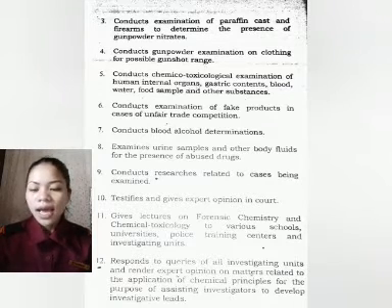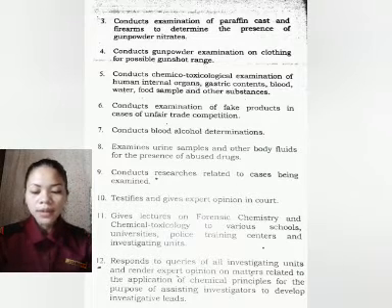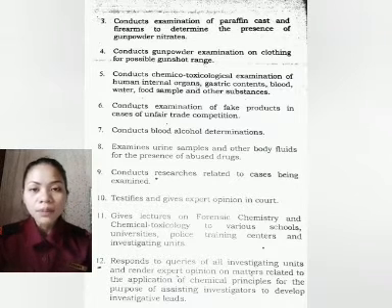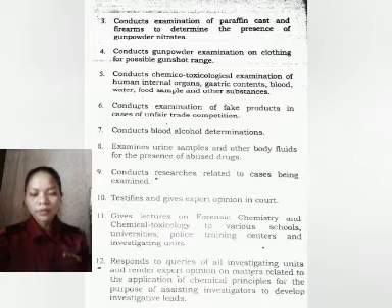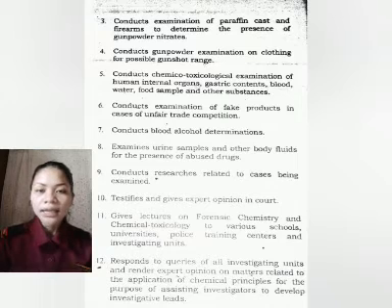And the next is conduct gunpowder examination on clothing for possible gunshot range. So this is also very important. This is the examination of gunpowder also on clothing for possible gunshot range. It means those gunpowder found in clothes can be examined also to determine and find some evidences.